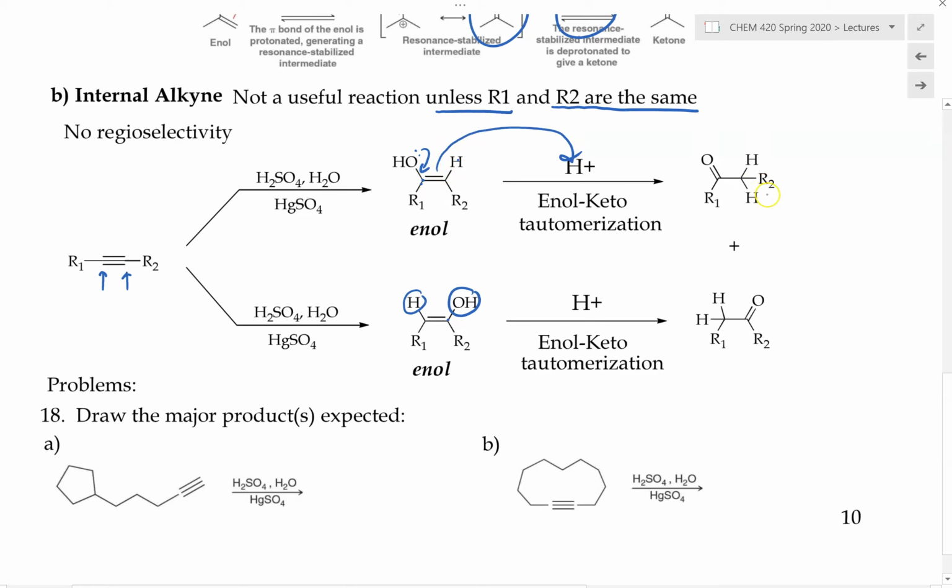So here in this case, this is now a ketone. And in this case right here, we'll also be producing this ketone right here. So if R1 and R2 were to be the same thing, then these two products would be the same. But if R1 and R2 are different, then these two products would be different, and both of them get formed in roughly the same percentage.